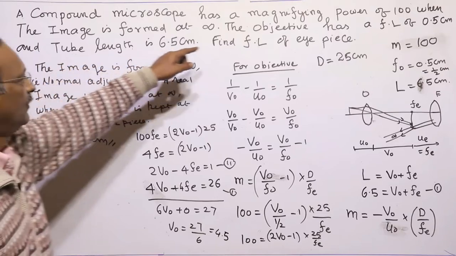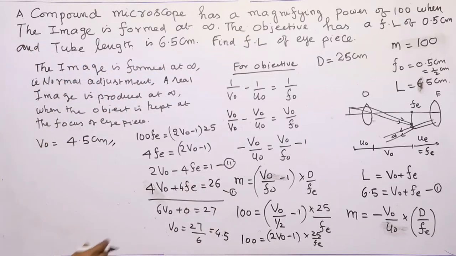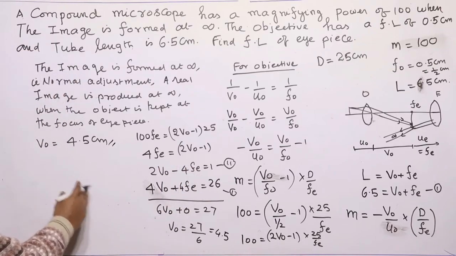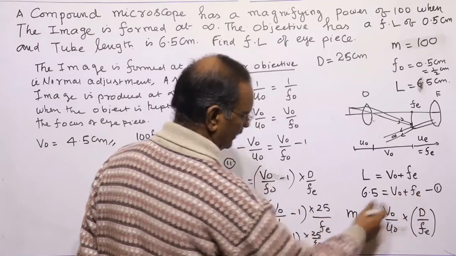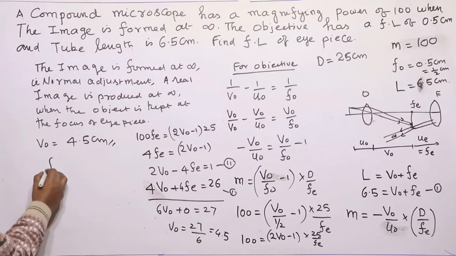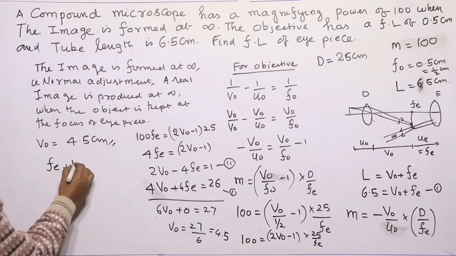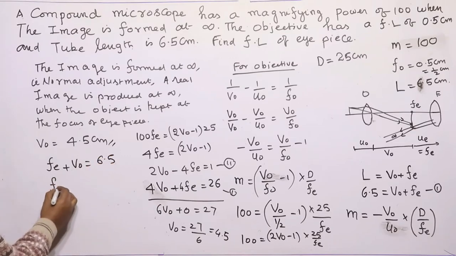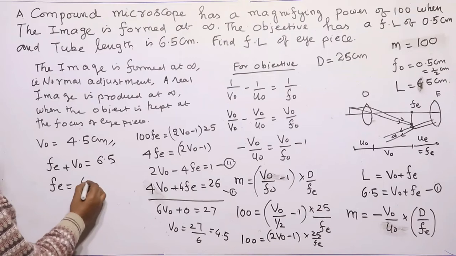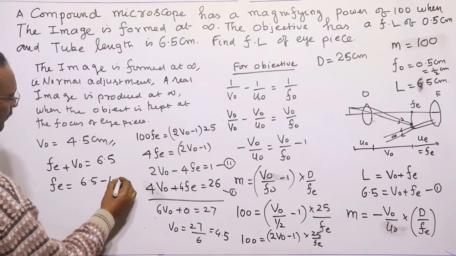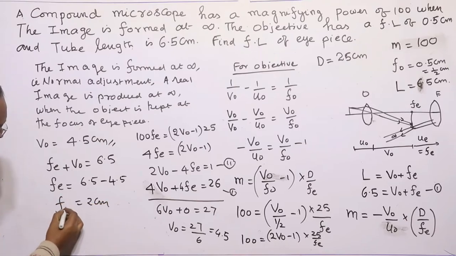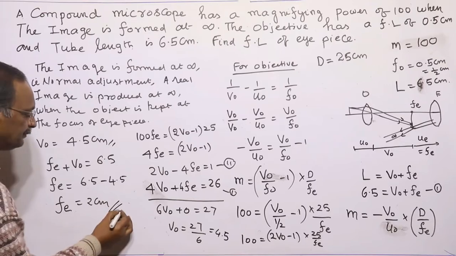We have to find out the focal length of the eyepiece. From this we can take equation number 1. Fe plus V naught is equal to 6.5, or Fe is equal to 6.5 minus 4.5 is equal to 2 centimeter. Therefore, the focal length of the eyepiece is equal to 2 centimeter.